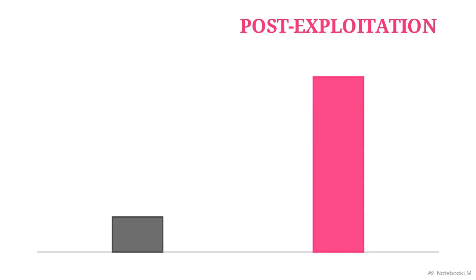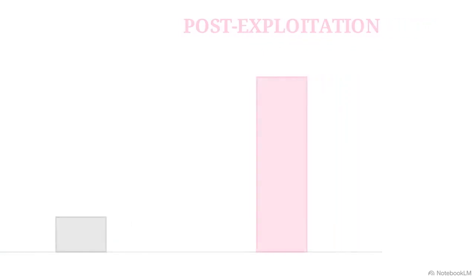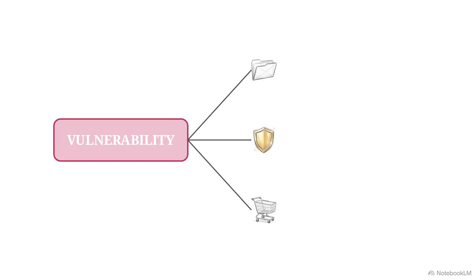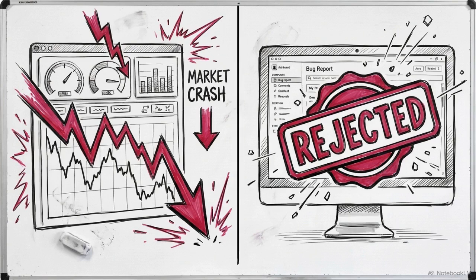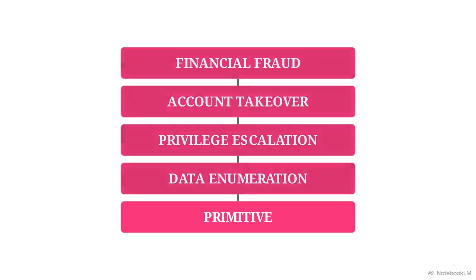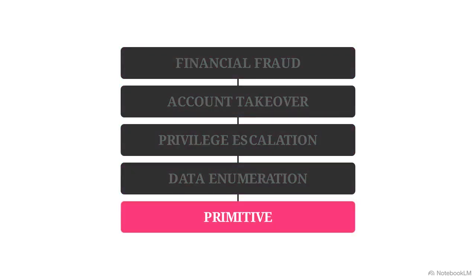The difference between that low-tier payout and a critical-tier reward comes down to post-exploitation. It is the execution of specific, demonstrable techniques that prove exactly how much damage the flaw can cause. Security triage teams pay exclusively for demonstrated business risk. They won't pay for theoretical code anomalies. This is the escalation matrix, a structured methodology to weaponize a basic vulnerability.